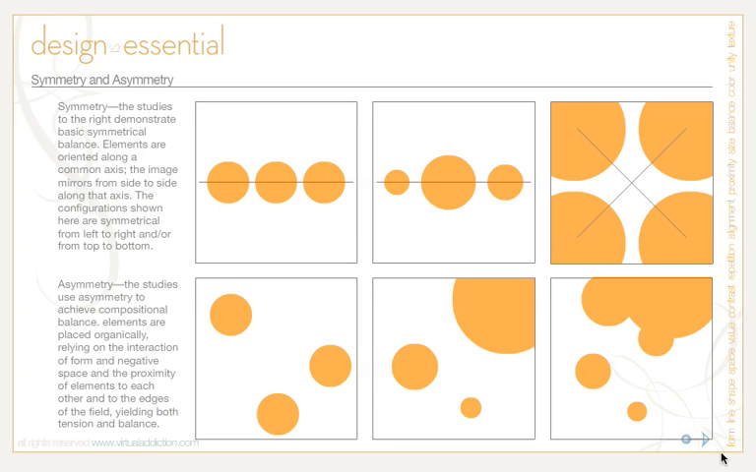Asymmetry. These studies use asymmetry to achieve compositional balance. Elements are placed organically, relying on the interaction of form and negative space and the proximity of elements to each other and to the edge of the field, yielding both tension and balance. You can sometimes use nothing to balance something. Negative space has visual interest if used properly. Exact amounts of it and correct placement are required.